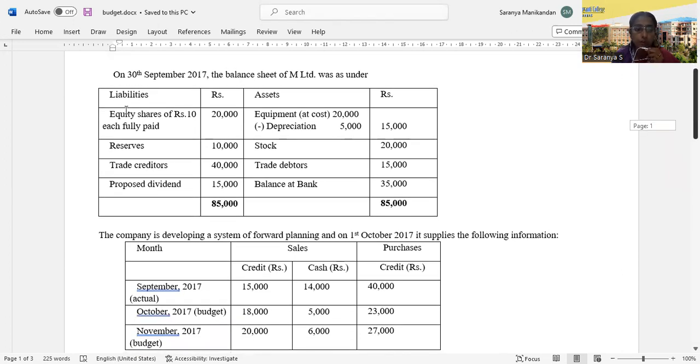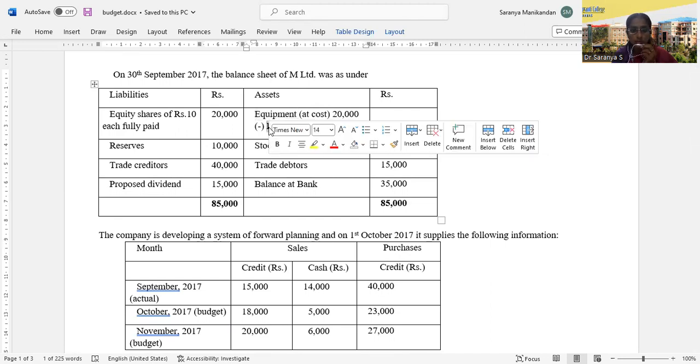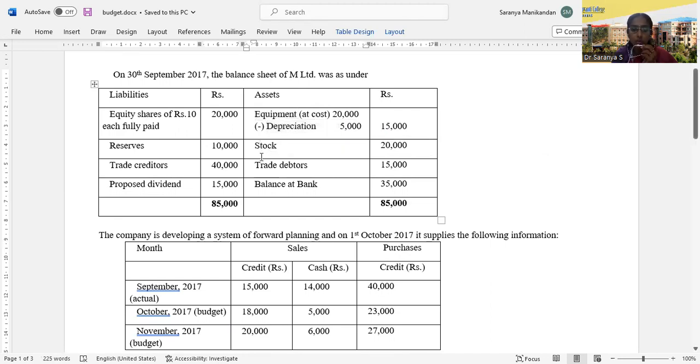So we have a few items under the liabilities side, such as equity shares, reserves, trade creditors, proposed dividend. On the asset side, we have equipment, which is given at the cost price as 20,000 and depreciation is 5,000. So obviously it is 15,000. And we have stock 20,000, trade debtors 15,000, bank balance is 35,000.